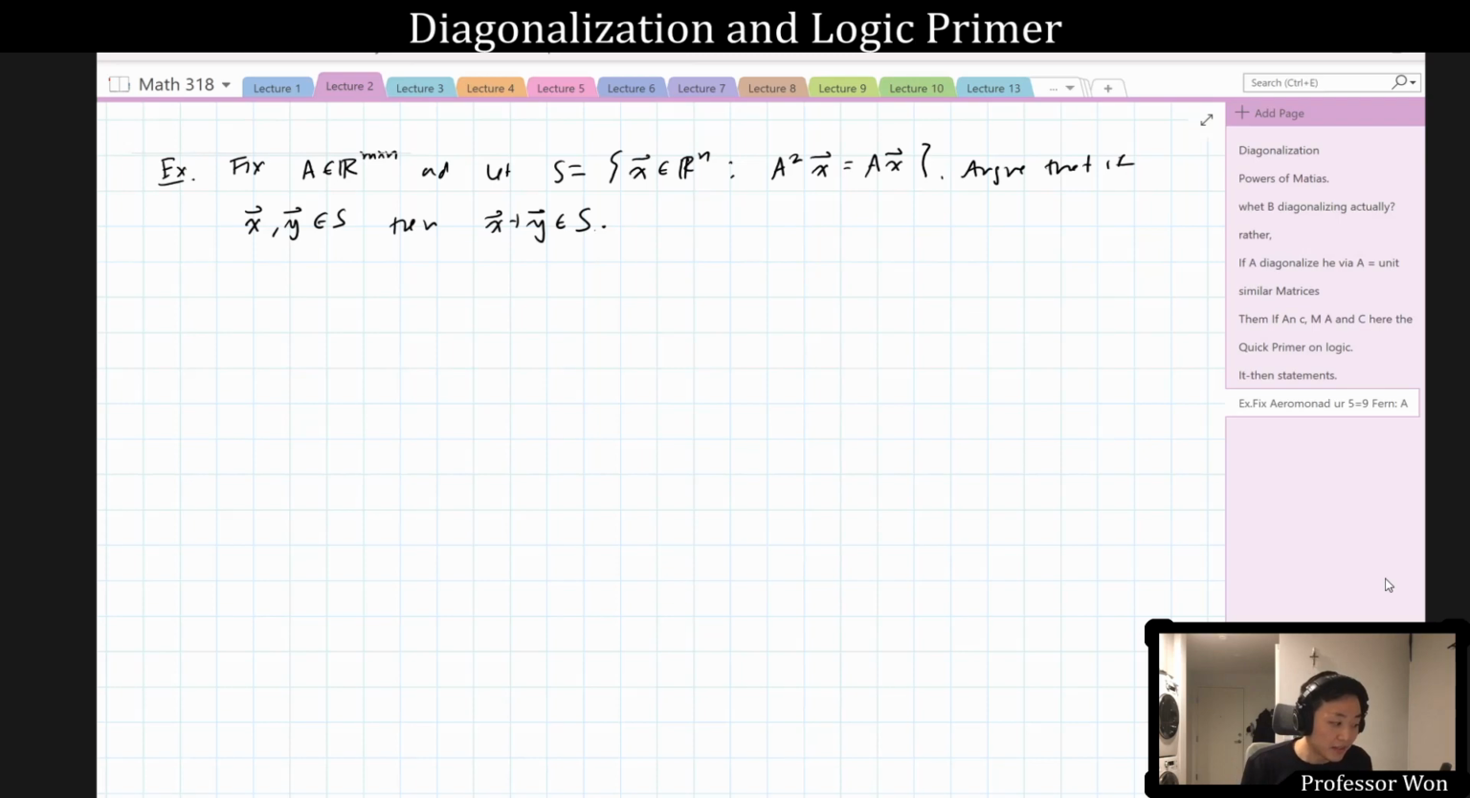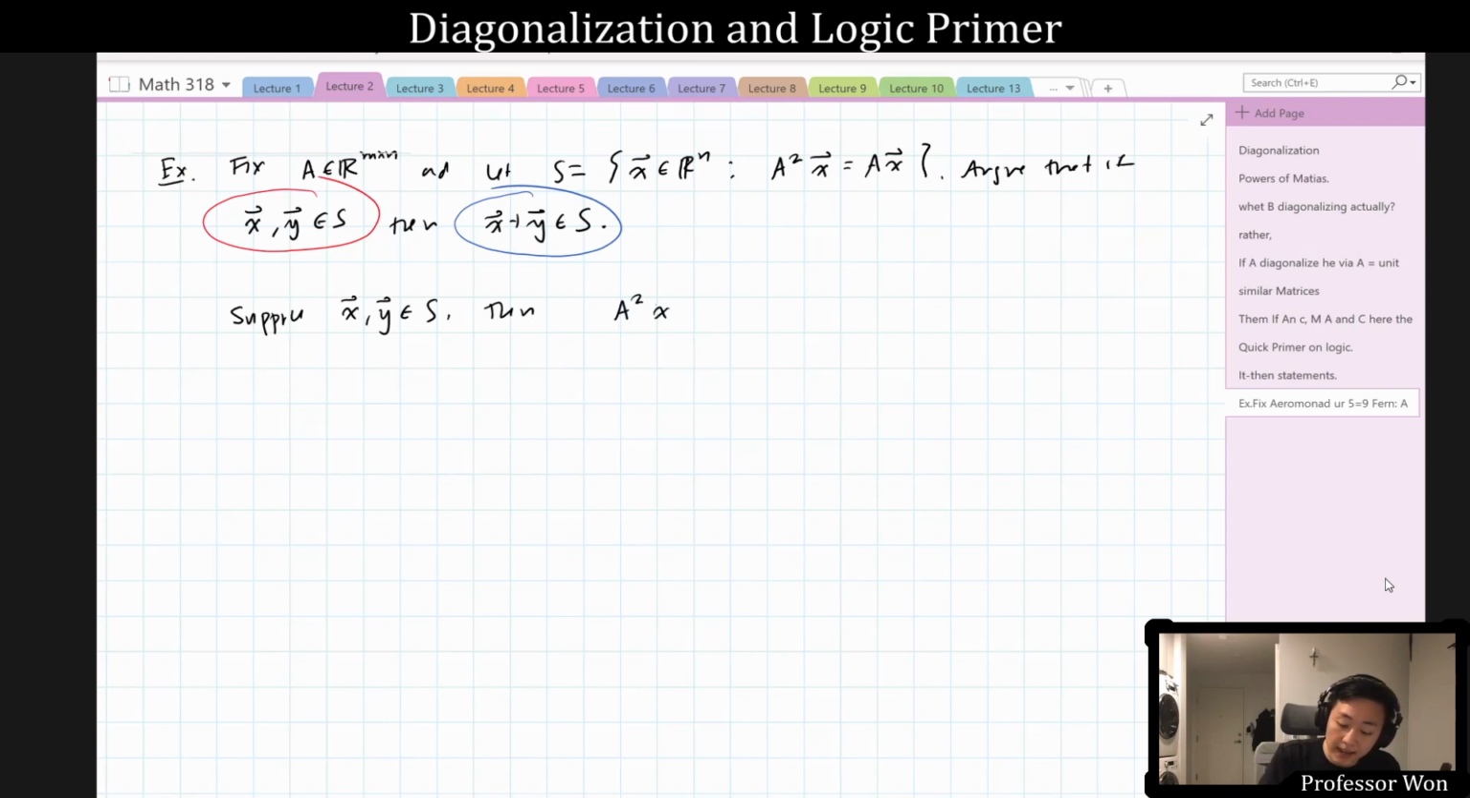How do you make this argument? First, you recognize that it's an if P then Q statement. How can you show this? You suppose that x and y are elements of S, and you show that x plus y must be an element of S. So in showing that this is true, you suppose that x and y are in S. Take two elements of S. Now, what does that mean? This means exactly that A squared x equals Ax, and A squared y equals Ay. That's what it means to say that x and y are both in S.